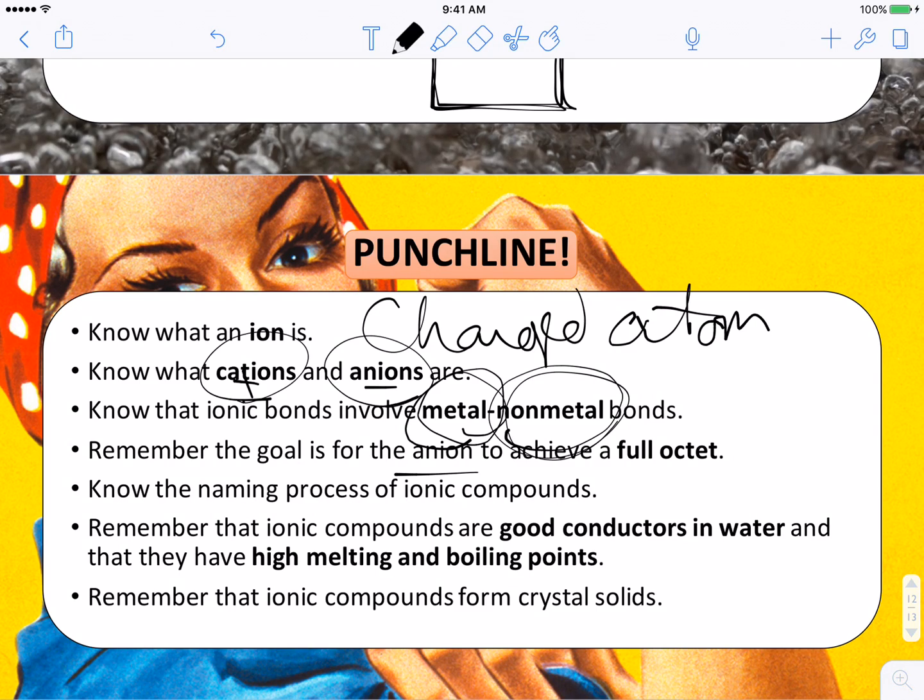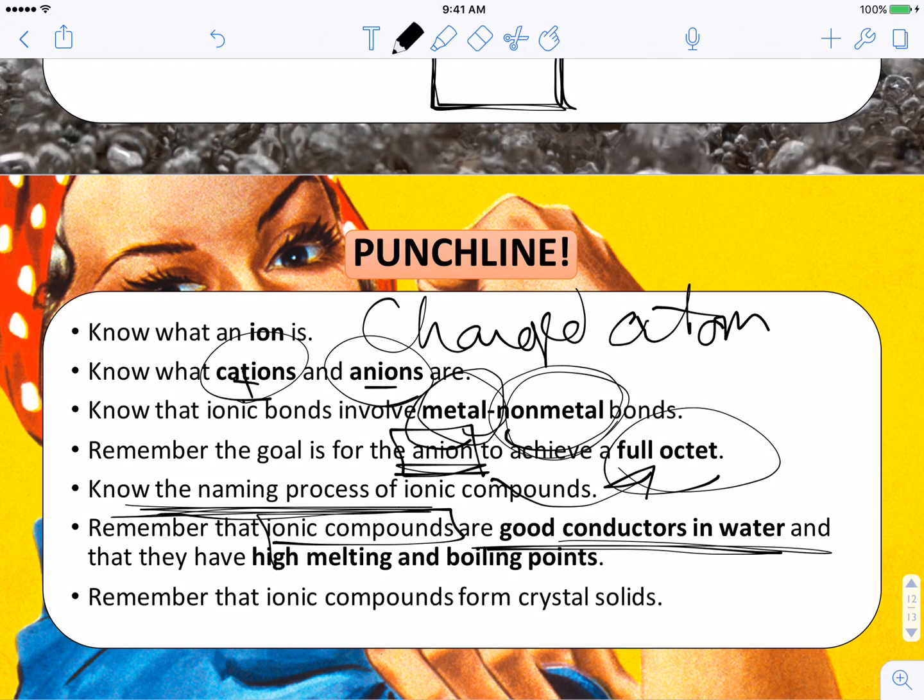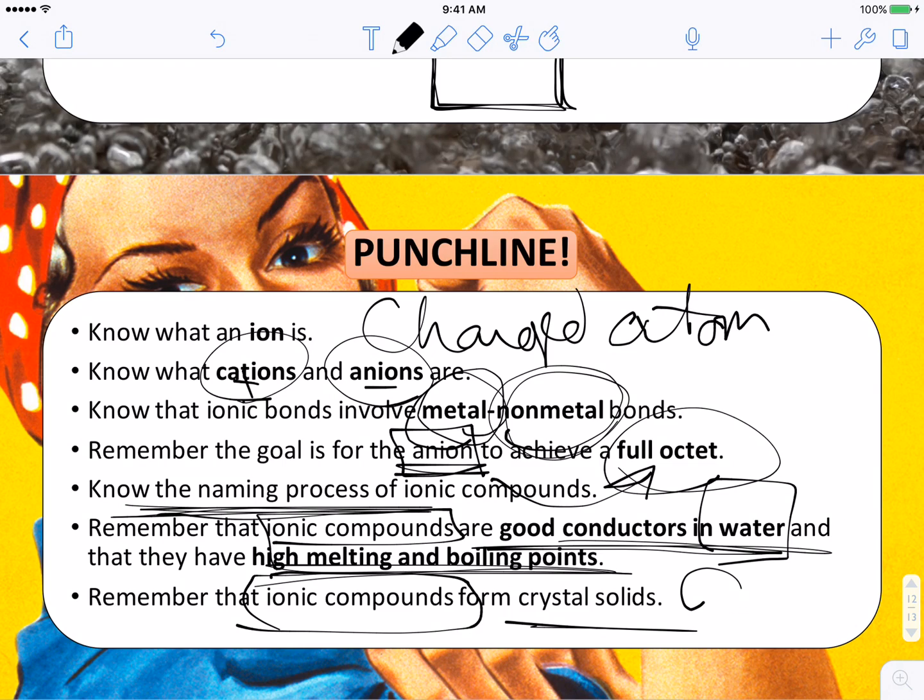And remember that the negative guy, the anion, so anything in groups 5 through 7, wants to have 8 electrons in its outer valence shell. So they want a full octet. Now, again, we'll do the naming process later, but you need to remember that ionic compounds are good conductors in water, only in fresh water, and they have high melting and boiling points, unlike covalent, which has low melting and boiling points. And that ionic compounds form crystal solids because of that alternating pattern that I drew just now.